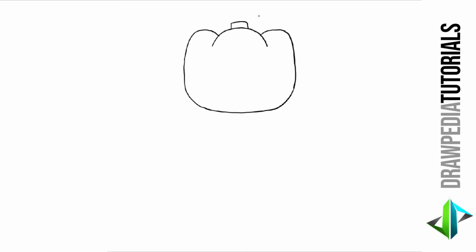Now for his eye, I'm gonna draw a circular shape off center at this corner right here, and I'm gonna fill that in with black color. Below that, I'm gonna draw a semi-oval shape right there, and I'm gonna copy the whole thing for the right eye as well.